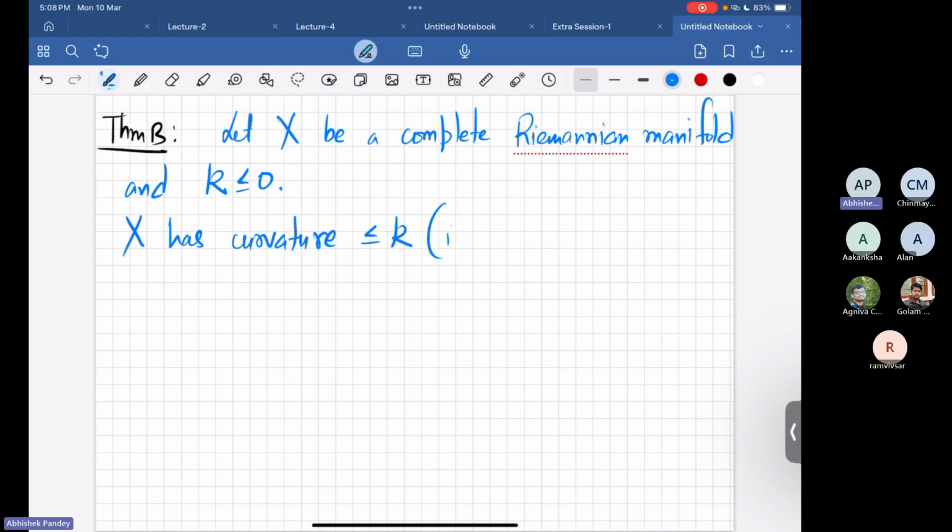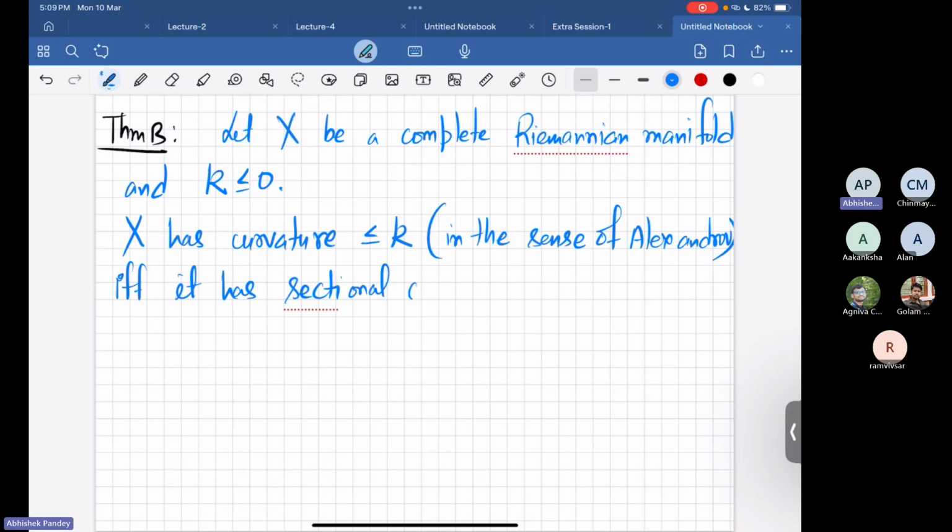In the sense of Alexandrov, meaning the CAT(0) geometry, if and only if it has sectional curvature, meaning sectional curvature of all tangent planes in that Riemannian manifold X, at most k.